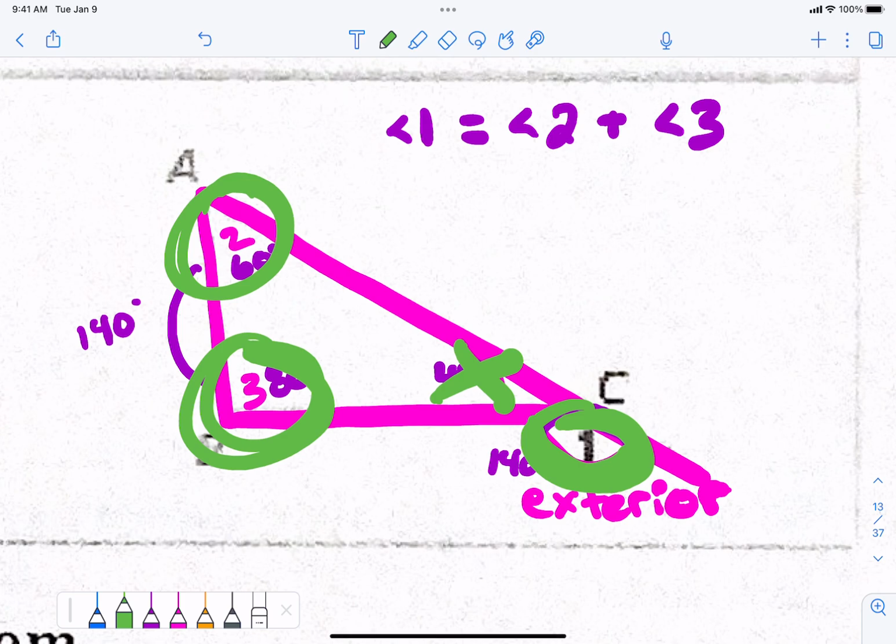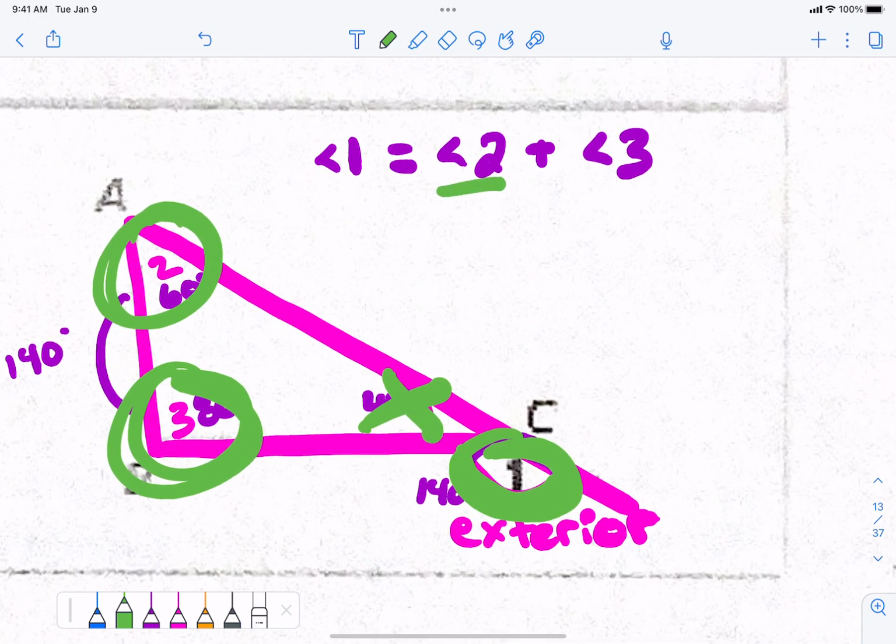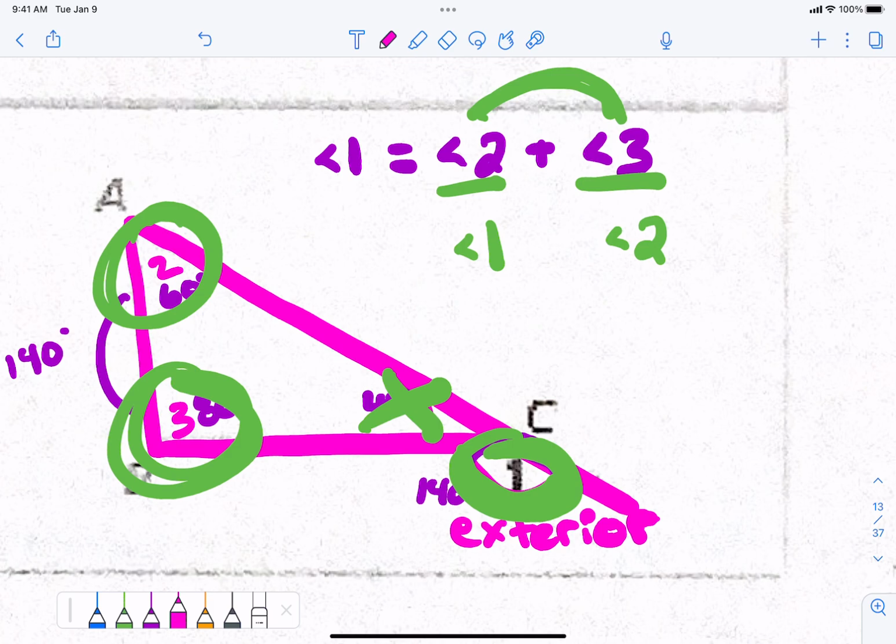2 plus 3 makes 1. Got it? Okay, now, using the same logic as we did just a second ago, where I said 2 plus 3 makes 5, right? Individually, we said that angle 2 plus angle 3 makes angle 1, right? So let's say I was going to compare angle 1 and angle 2. If it takes 2 and 3 added together to make angle 1, then 1 individually will be greater than 2 individually. Does that make sense?